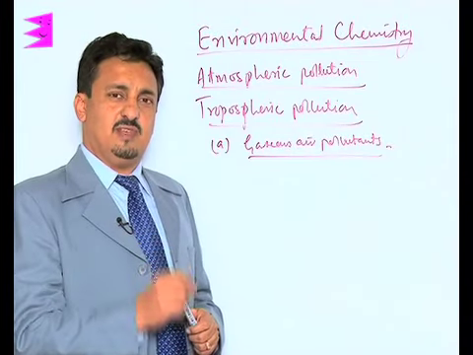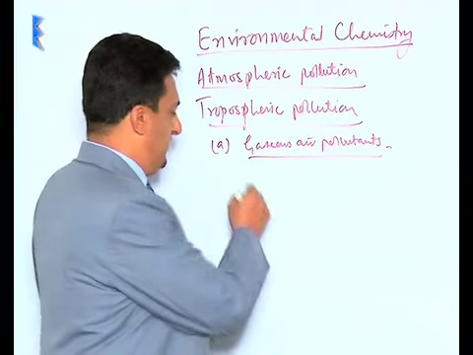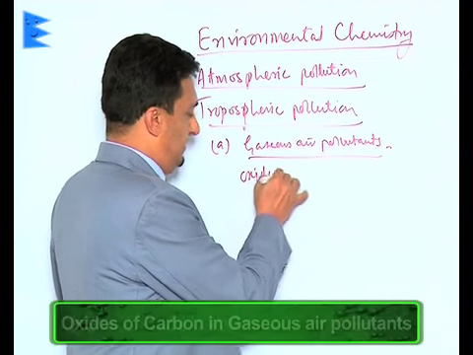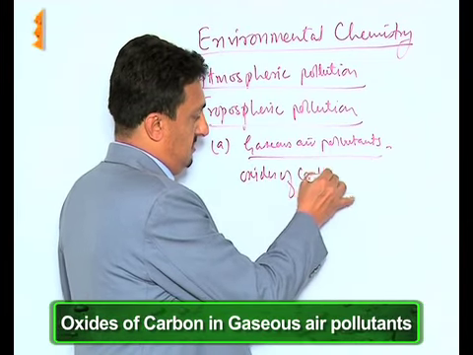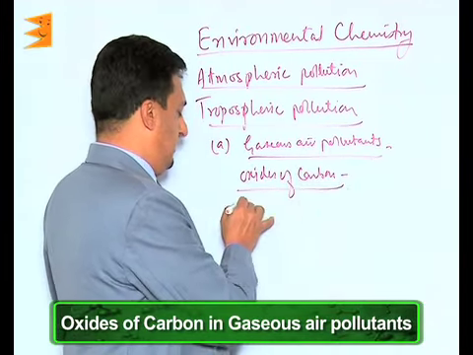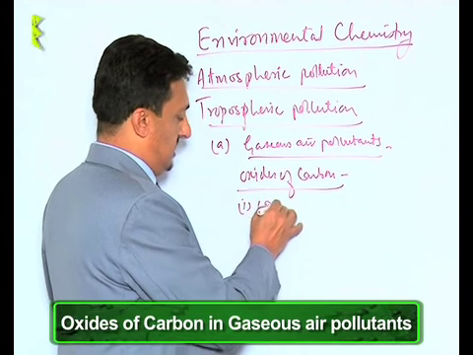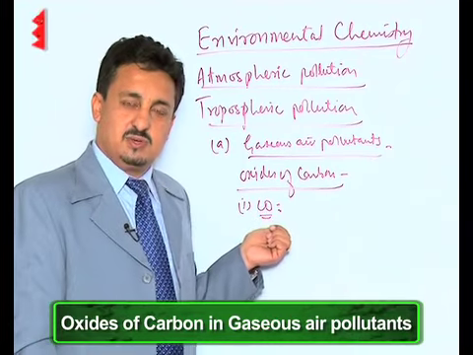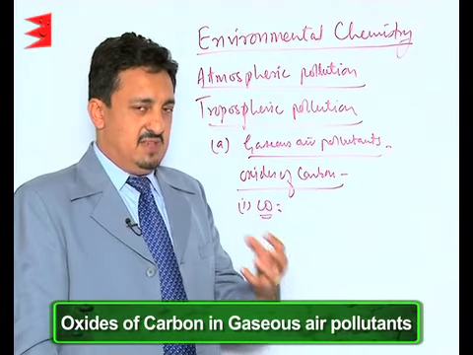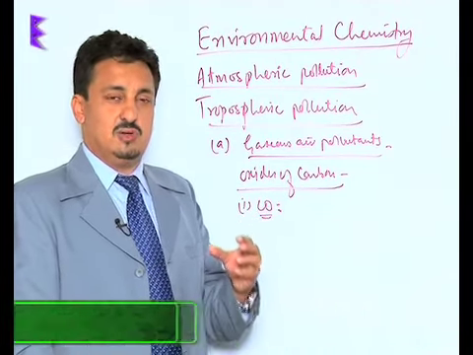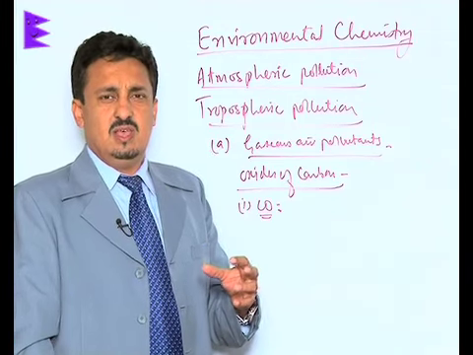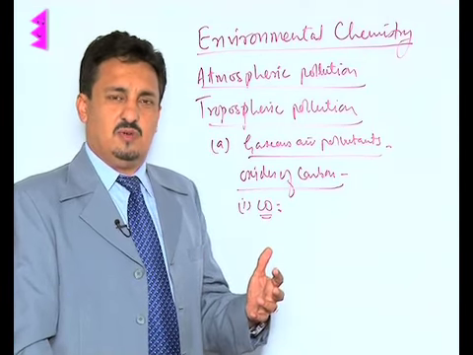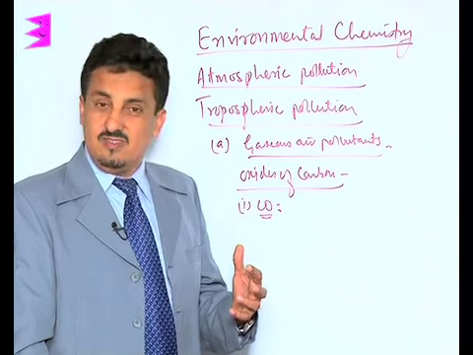Along with the oxides of sulfur, nitrogen and hydrocarbon, we have oxides of carbon. These oxides of carbon mainly include carbon monoxide and carbon dioxide. Let us see first the most powerful, carbon monoxide. Carbon monoxide is a neutral oxide of carbon, a colorless, odorless gas. It is highly poisonous in nature.